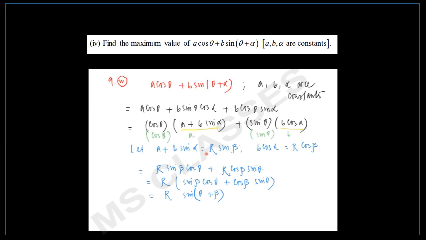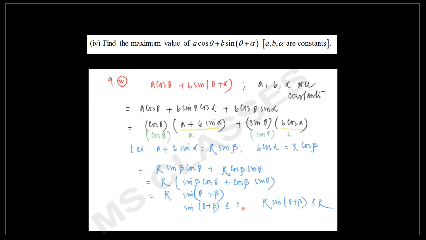I have taken this one as R sine beta, this one as R cos beta. Now all of us know that sine of theta plus beta is less than or equal to 1. Therefore, R sine of theta plus beta will be less than or equal to R. So what is the maximum value? The maximum value is R. But I have to find out R, because you have multiplied by something.